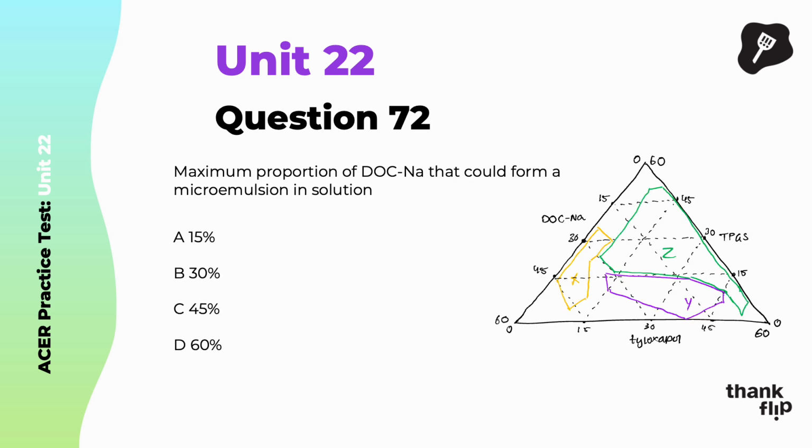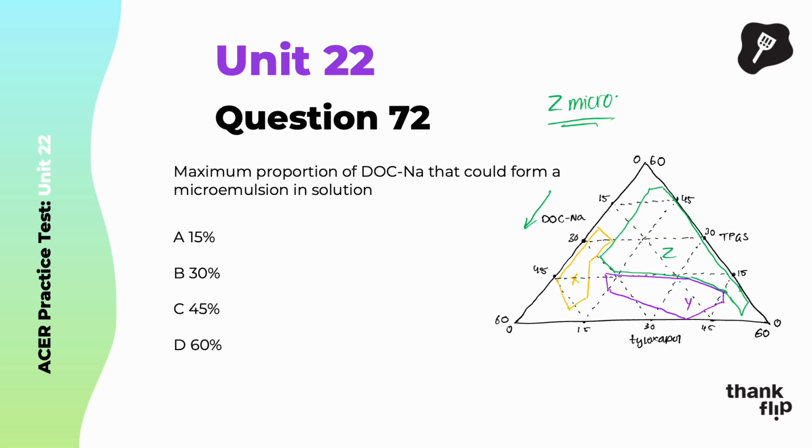And now we have question 72, which is quite similar to the previous two questions as well. It's asking what the maximum proportion of DOCNA is that could form a microemulsion in solution. So the microemulsion is represented by Z, represented by green in our scenario. And so the maximum proportion of DOCNA that could form this microemulsion, we have to find that out, we have to look at this axis here going this way.